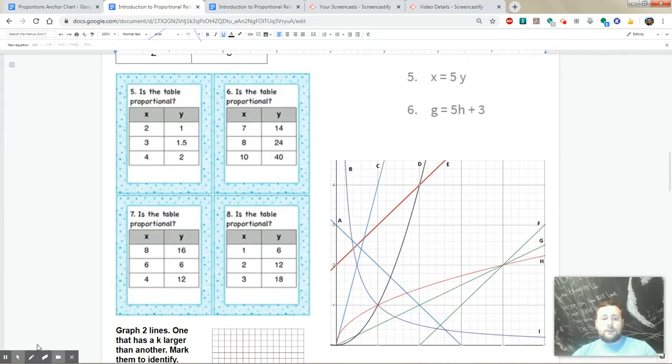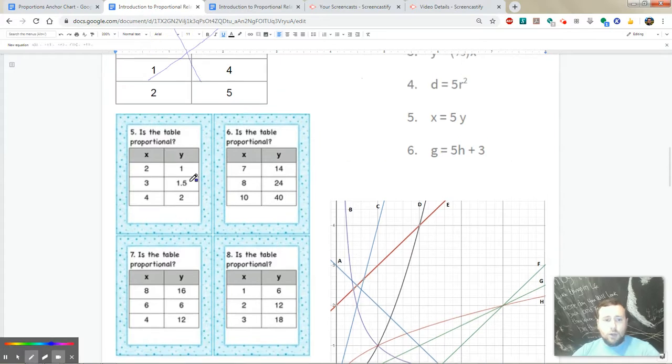All right, let's check these guys here now. If you do 1 divided by 2, you get half, okay? 1.5 is half of 3, and 2 is half of 4. So this one is proportional because all of the K's are 0.5, right? So the K is 0.5 every single time.